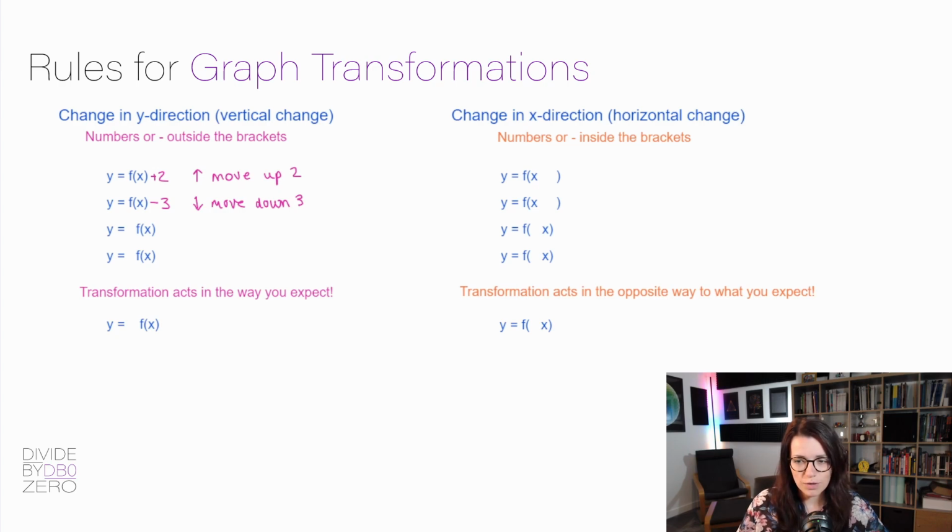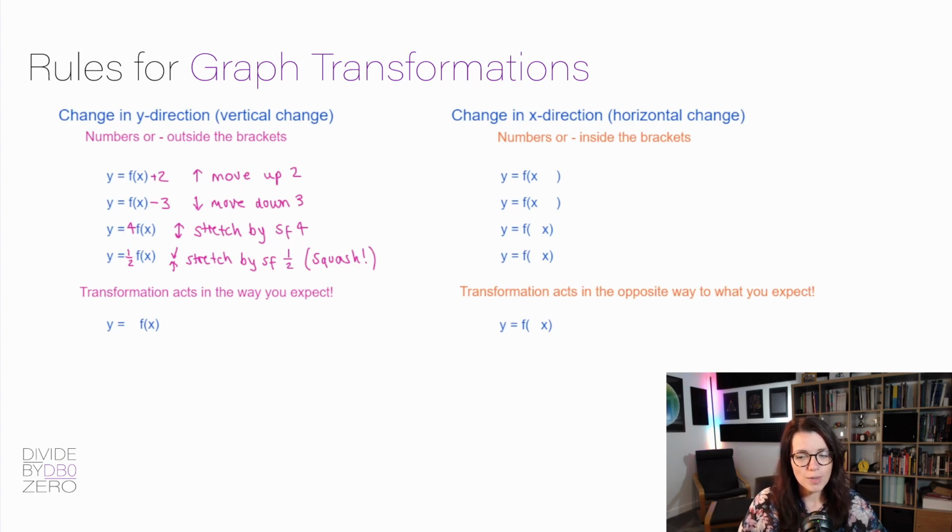The first one is when you have a number, for example 4, on the outside of f of x. This means we're going to want to stretch in the y direction by a scale factor of 4. If you had a fraction or a decimal in front of the f of x instead, for example a half, this means you're actually going to want to squash the graph in the vertical direction. Or in other words, you could say you're stretching it by a scale factor of a half, so everything getting half as big as it was before.